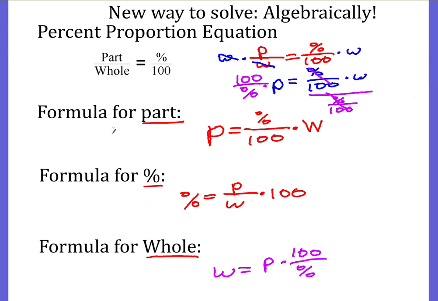So we'll have these in our back pockets now. If I want to find the part, percent over 100 times the whole. If I want the percent, part over whole times 100. If I want the whole, part times 100 divided by percent. So now let's look at an example really quick.